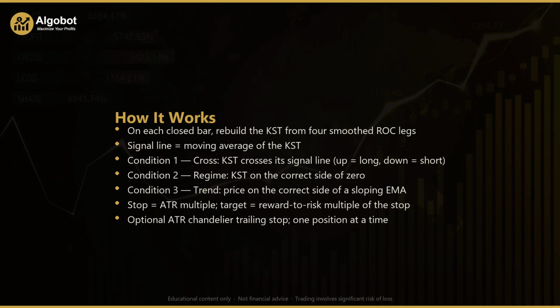When it opens a position, it places a stop loss a set number of average true range multiples away from entry, 1.8 by default. The take profit is placed at a reward-to-risk multiple of that stop distance, also 1.8 by default, meaning the target sits further away than the stop. After that, an optional chandelier trailing stop can follow the trade. It trails price by a multiple of ATR and only ever ratchets in the trade's favor, never loosening. The strategy holds just one position at a time, and it can also skip entries when the spread is too wide. That is the complete decision loop.